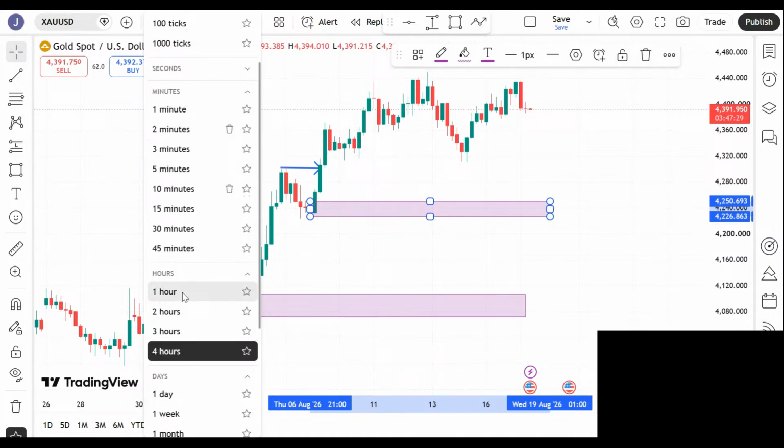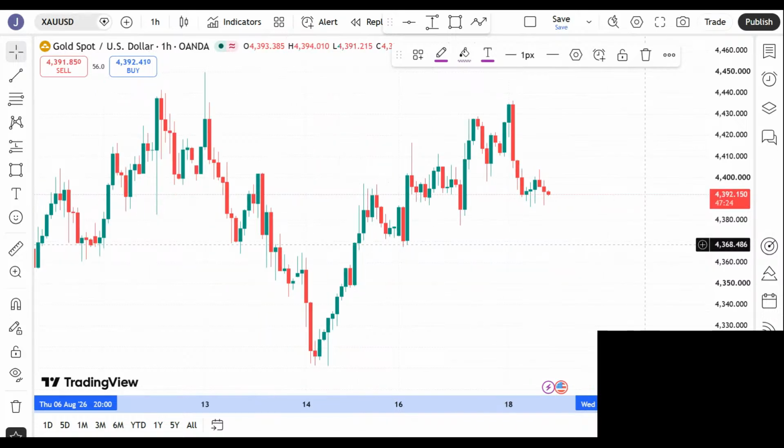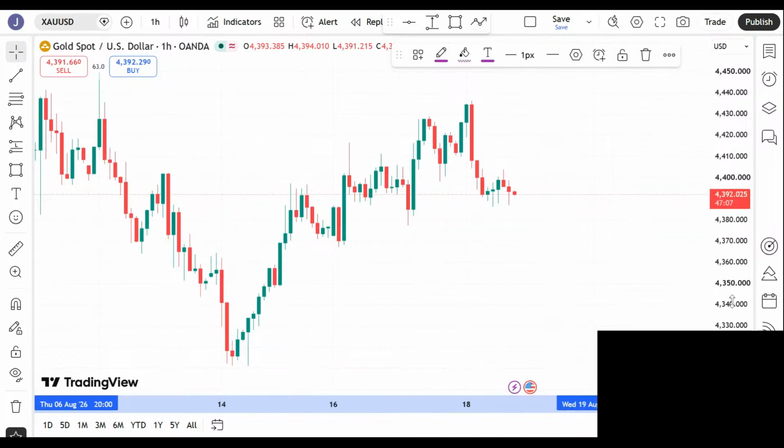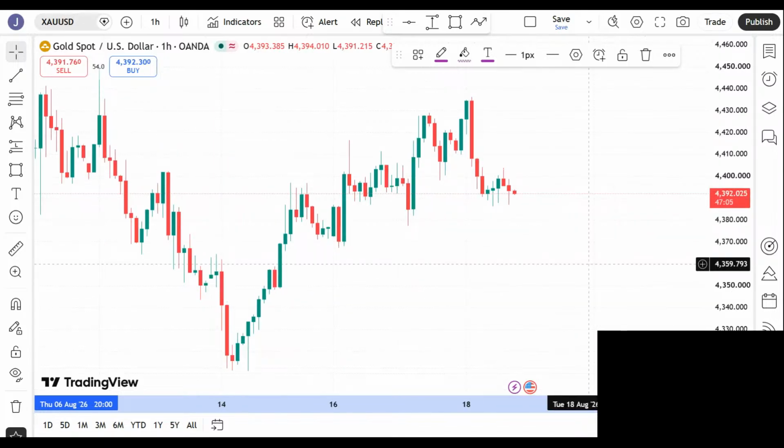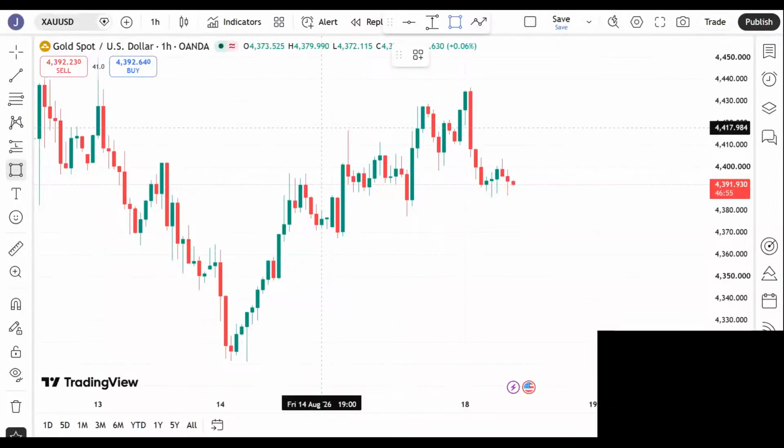Let's go to the 1 hour time frame, right? Let me just confirm that everything is moving smoothly. This is the order block. Okay, so the whole thing is moving gradually. So on the 1 hour time frame, there's a change of character around there, right?